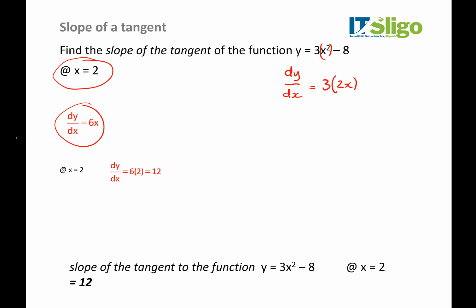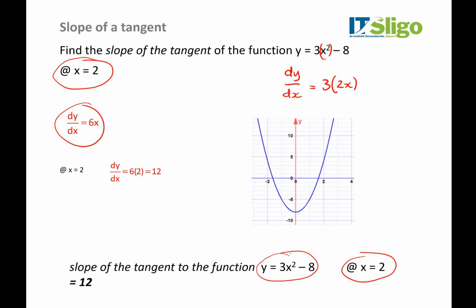So now we know the slope of the tangent to this quadratic at x is equal to 2 is equal to 12. Now just visually, there's our quadratic smiley curve we're interested in at x is equal to 2. And we've now determined the slope at that point is 12. But we didn't have to draw a graph. I'm just including the graph to give you a visual idea of what we're actually doing.